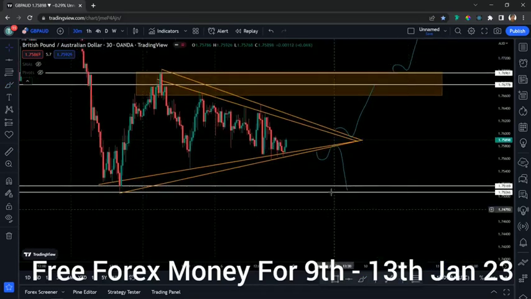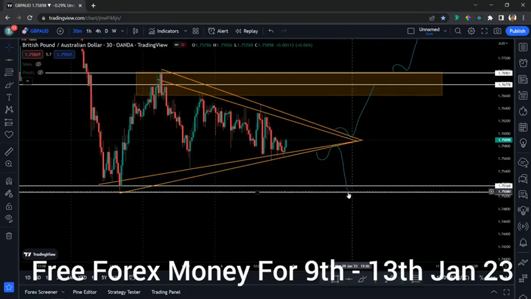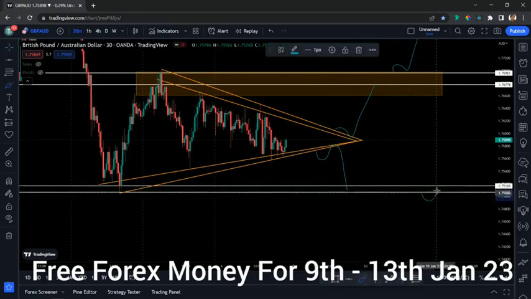Again, early entry. If we have a breakout here, we are good to go too.